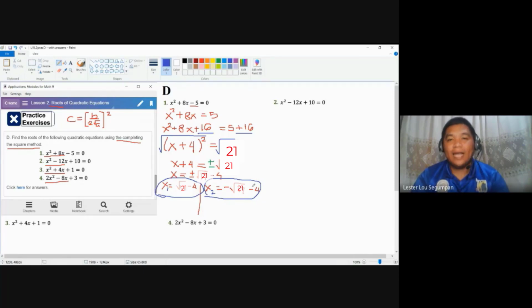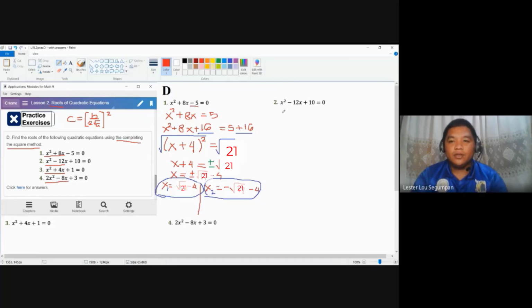This is what will happen if the quadratic equation is non-factorable, or cannot be factored. If it cannot be factored, we expect that our roots will contain radical expressions. Checking for that, I will be leaving that to you so that you could practice also checking. Let us proceed to number two.